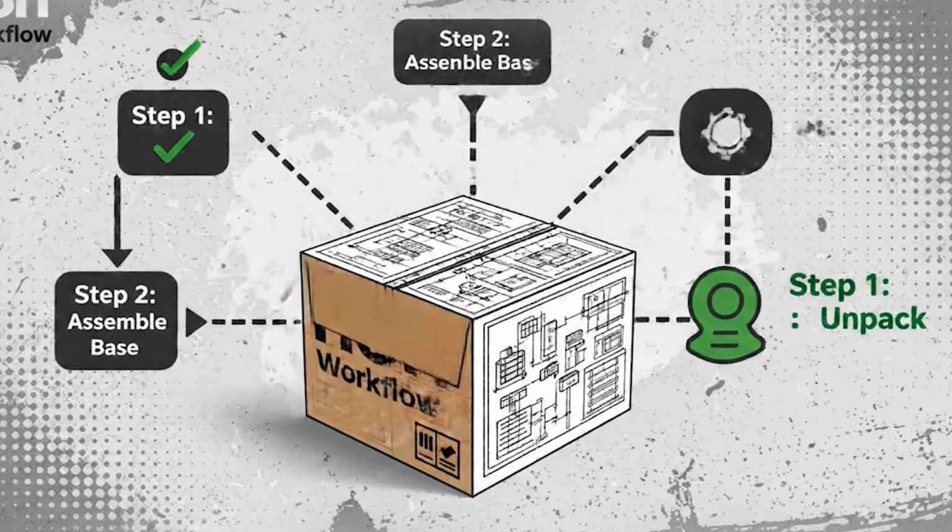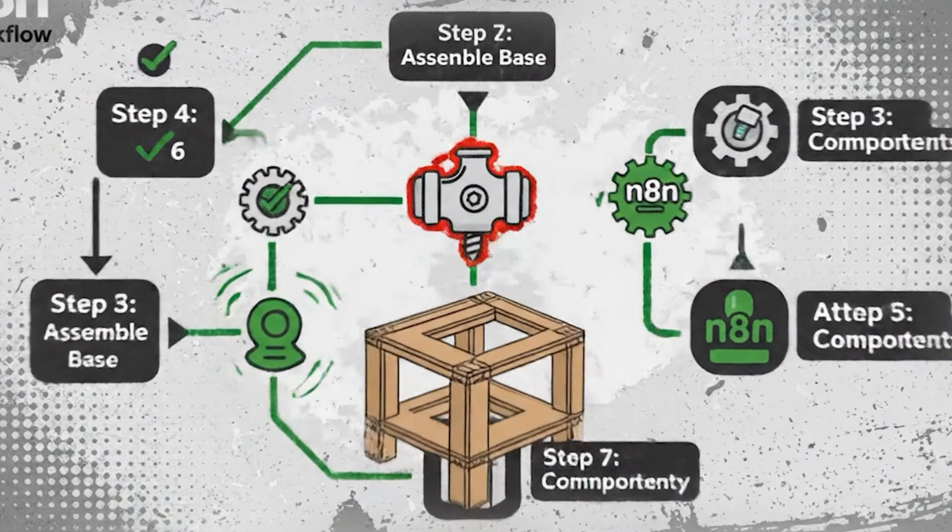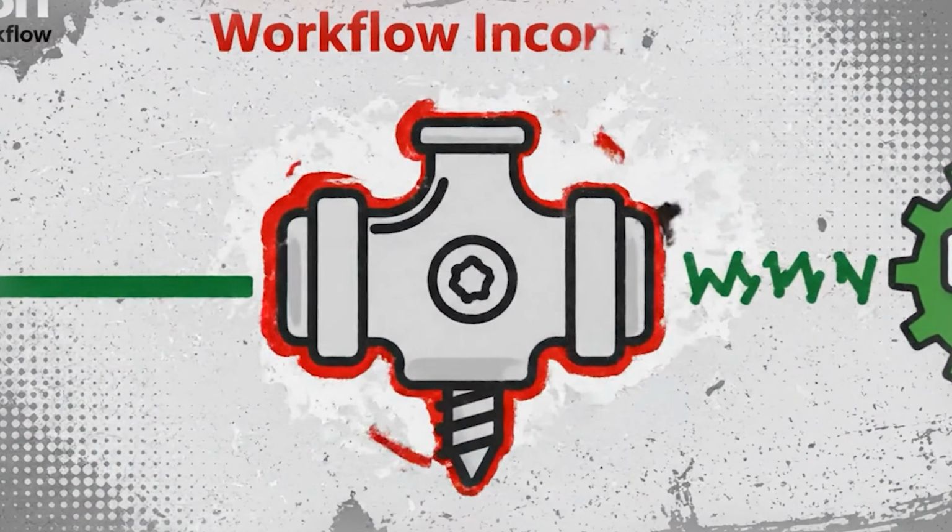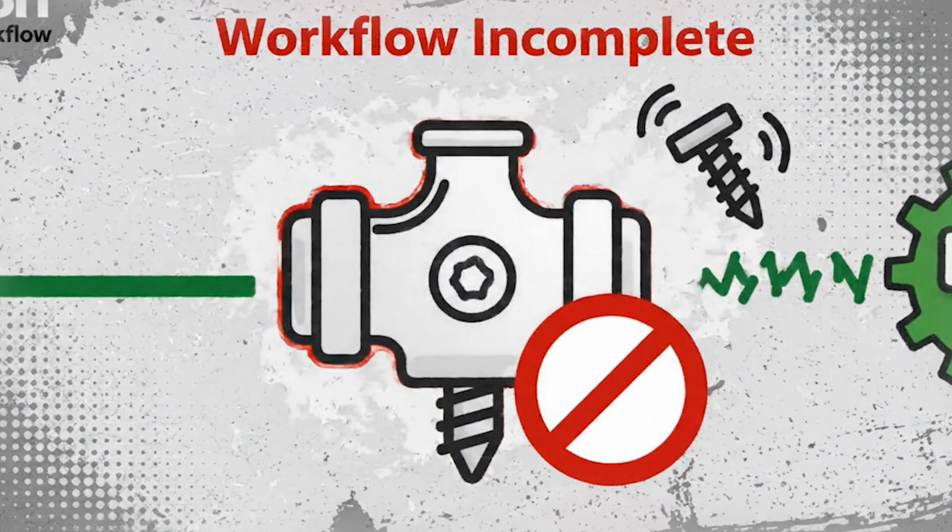Workflows are like an IKEA manual. They have step 1, step 2, step 3. And if you can't get past step 7, for example, the whole process would have stopped.